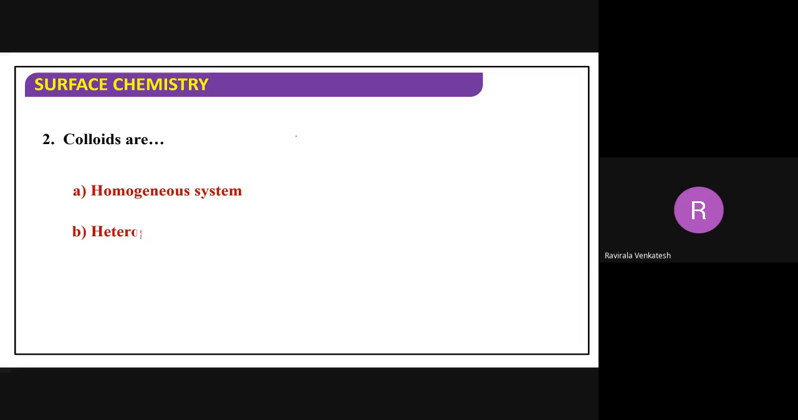Colloids are homogeneous, heterogeneous, both, or none? So generally true solutions will be homogeneous. And colloids and suspensions, both will be what? Heterogeneous. Not only colloids, even suspensions also come under heterogeneous systems.